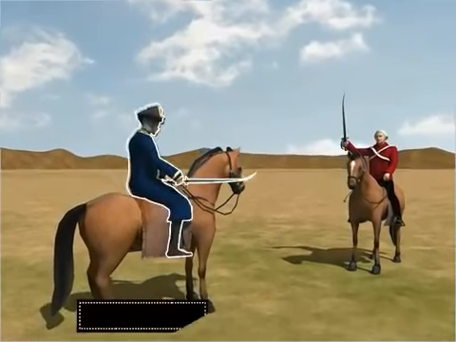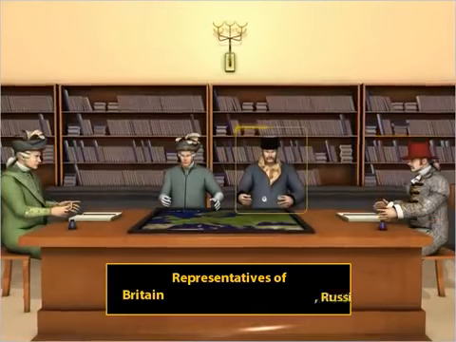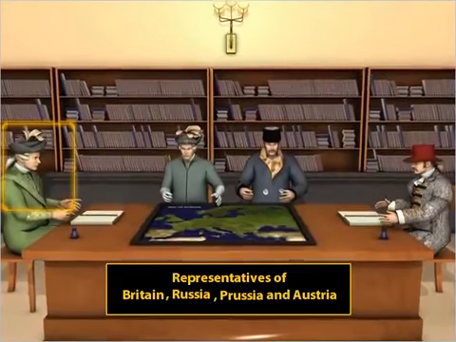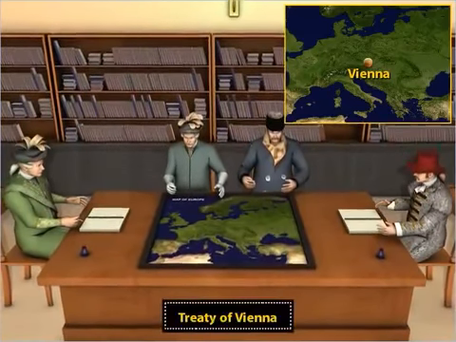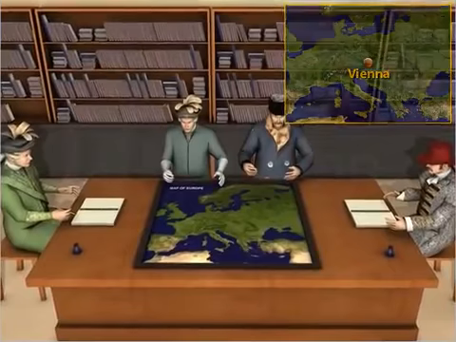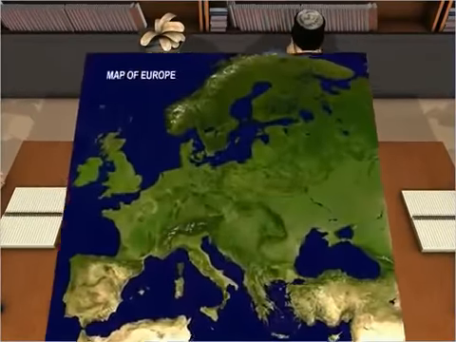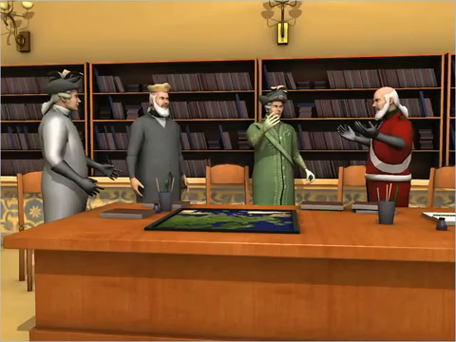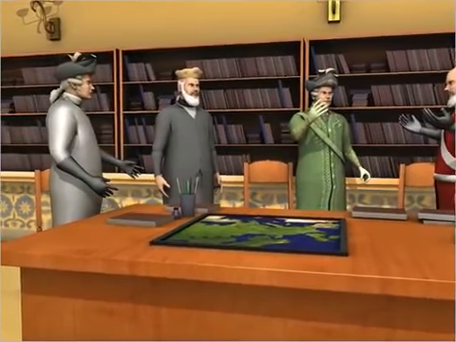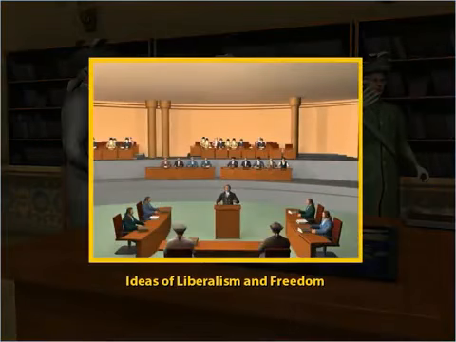However, after the defeat of Napoleon in 1815, the representatives of Britain, Russia, Prussia and Austria met at Vienna to draw up a settlement for Europe through the Treaty of Vienna. The main intention of the treaty was to restore the overthrown monarchies and to set up a new conservative order in Europe. However, the regimes set up were aristocratic and did not tolerate criticism, and they imposed a censorship on the ideas of liberalism and freedom.